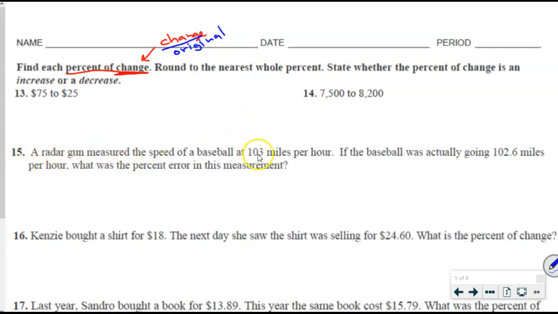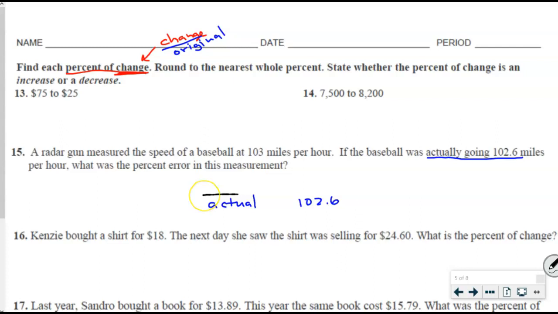Okay. Here is what was measured. Is this the accurate amount? No, Mrs. Proctor. This is the accurate amount because it says it was actually going 102.6. So remember how we compare to the original? Or in this case, we're going to compare to the actual amount. The actual amount that we will be comparing to is 102.6.